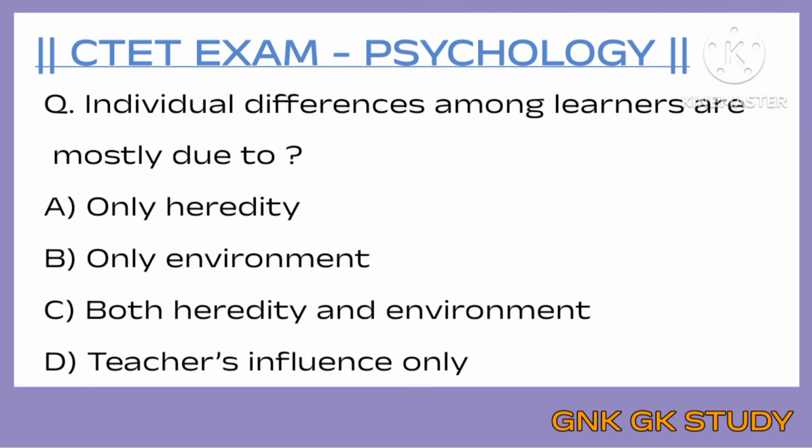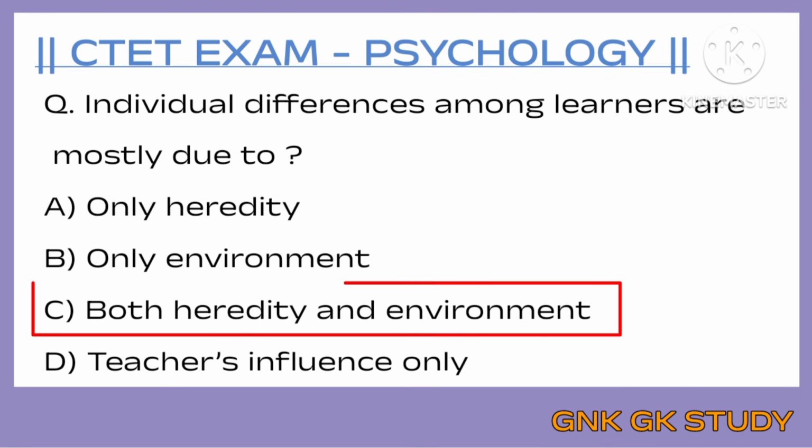Individual differences among learners are mostly due to A. Only heredity, B. Only environment, C. Both heredity and environment, D. Teacher's influence only. Correct answer, C. Both heredity and environment.